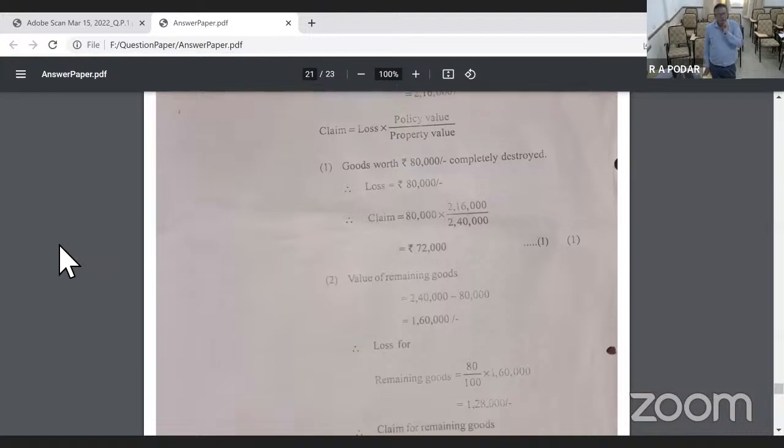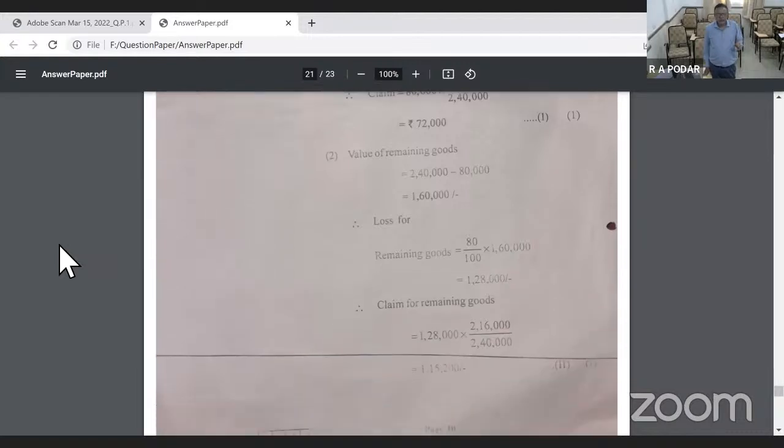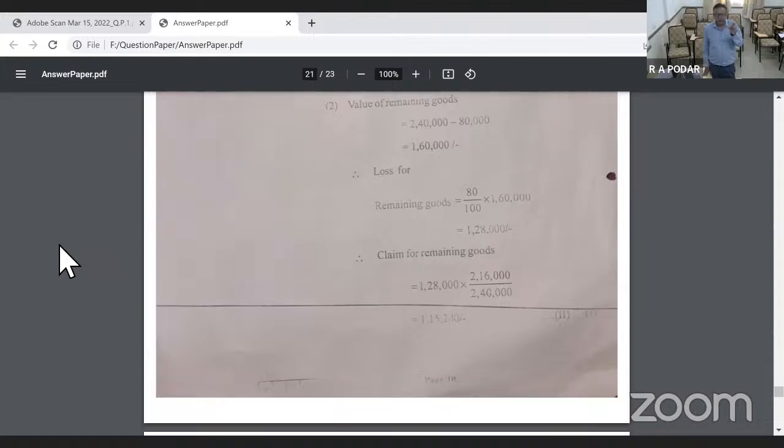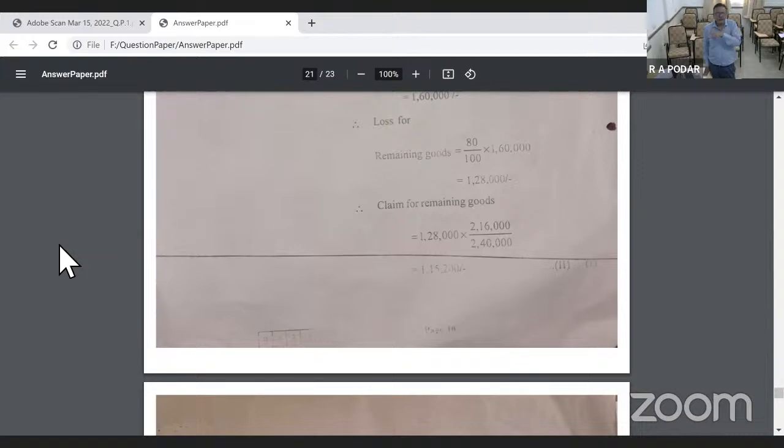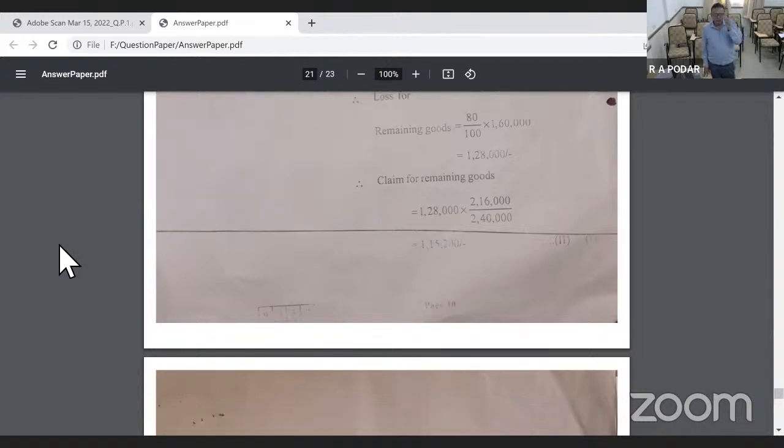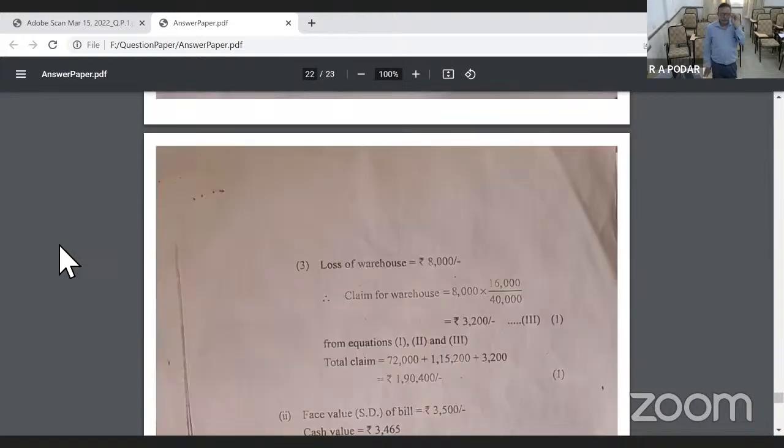Then value of remaining goods, so that you have to subtract 80,000 from 2,40,000. We get the value of remaining goods, how much can we claim on it, so we can claim on 1,60,000 of the remaining goods. So you have to take 80% of that. 80% of 1,60,000 is 1,28,000. So we can claim on that. So claim formula for claim is 1,28,000 into this ratio, and you get this answer. So 1 mark is there for remaining goods, and then for the final answer you have to add all.